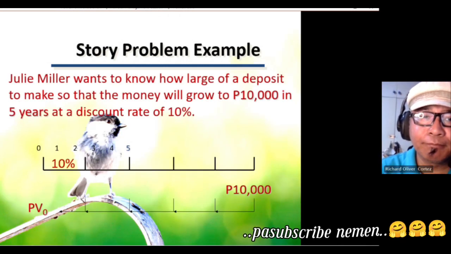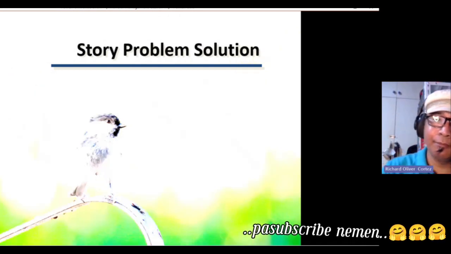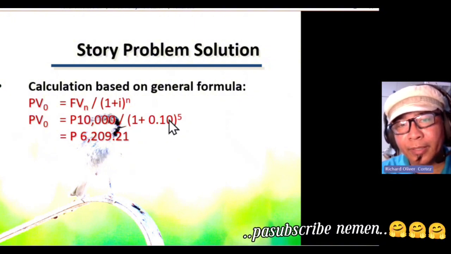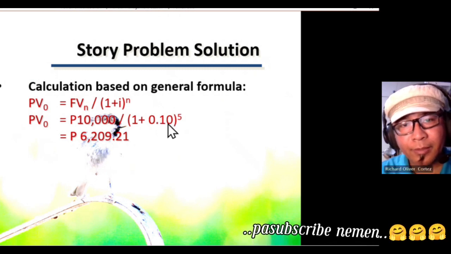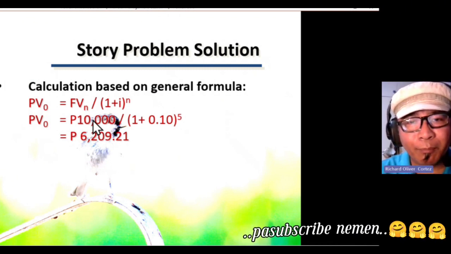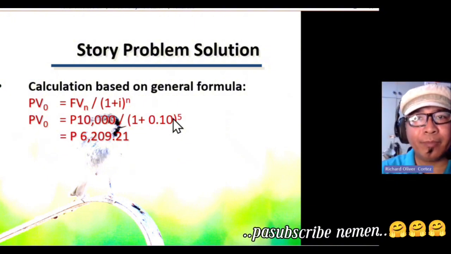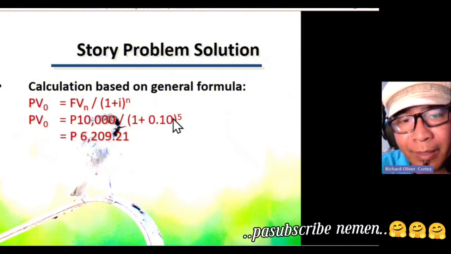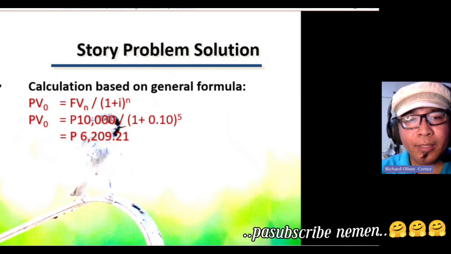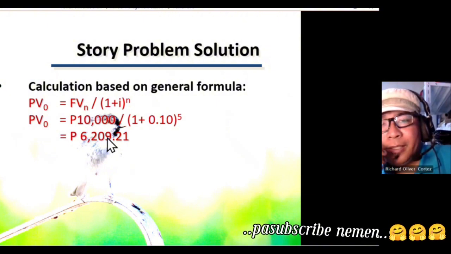10,000, interest rate, 10%, tapos 5 years. Okay. Then 10% is to be converted into decimal, so that is 0.10. So it means 1.10. So 10,000 divided by 1.10 divided by 1.10, 1.10, 1.10, 5 times. No? So bakit 5 times? Kasi 5 taon. So 5 times mag-divide ng 10,000 divided by 1.10. Okay? And you will get 6,209.21.